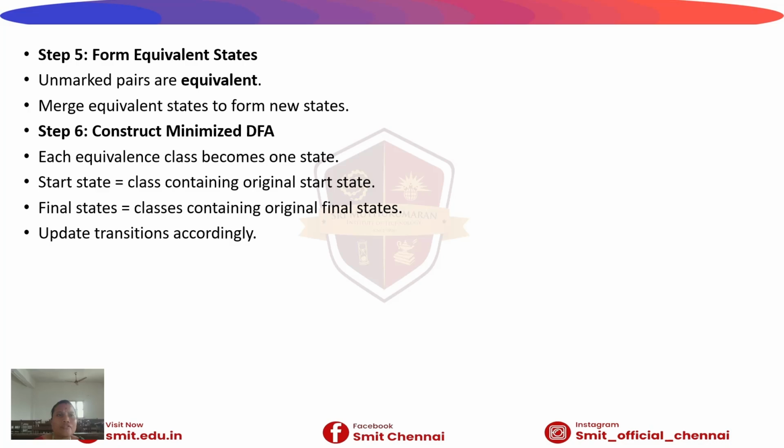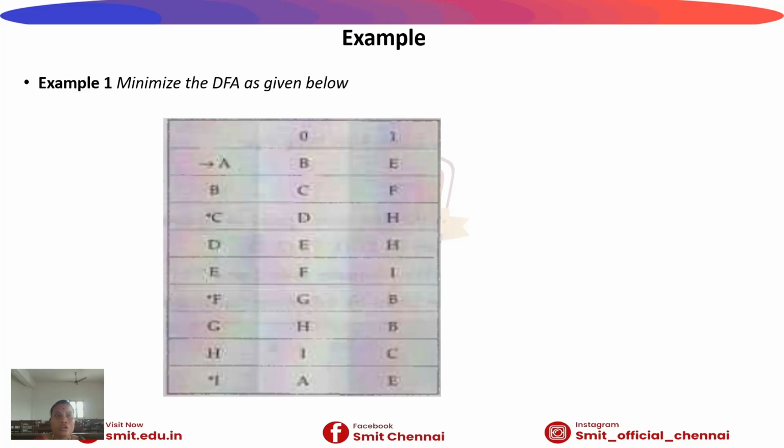Step five, form equivalent states. Unmarked pairs are equivalent. Merge equivalent states to form new states. And then step six, construct the minimized DFA. Each equivalence class becomes one state. The start state is the class containing the original start state. The final states are the classes containing the original final states. Update transitions accordingly. So here is an example for minimization of DFA given below.